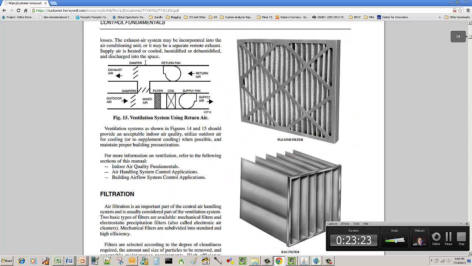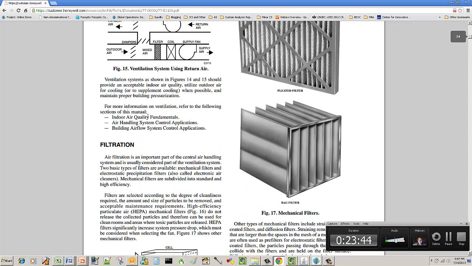Now we talk through here, this is a mixed air solution. This is where air comes in, you mix the return air. Here's a nice little calculation for you. If you were to take your outdoor air damper position and your mixed air damper position, and you were to take your return air and your outdoor air temperatures, you'd be able to calculate what your mixed air temperature is.